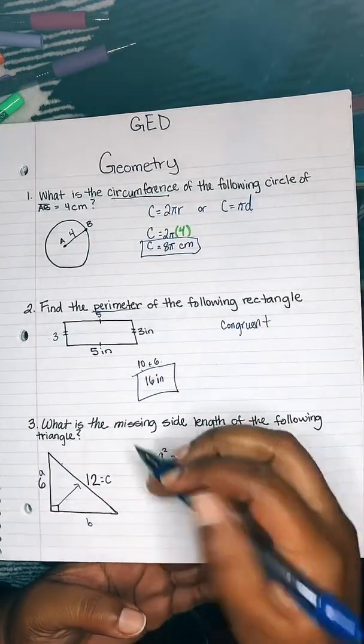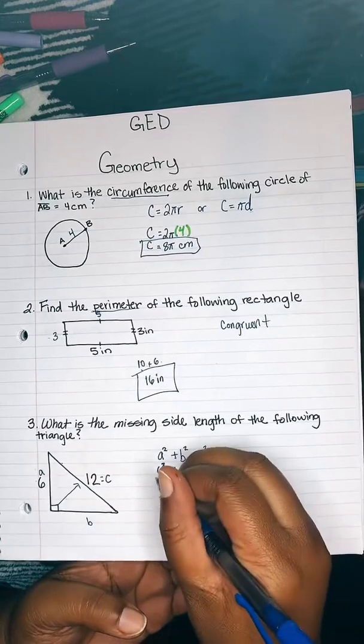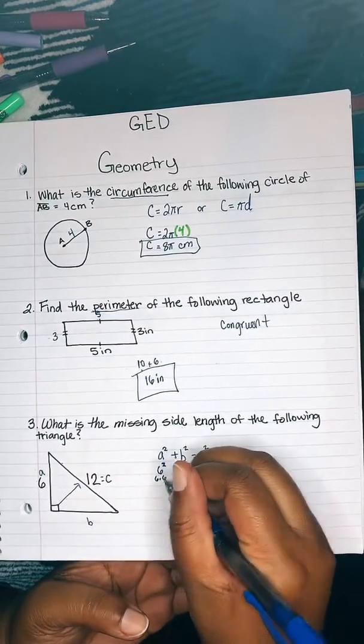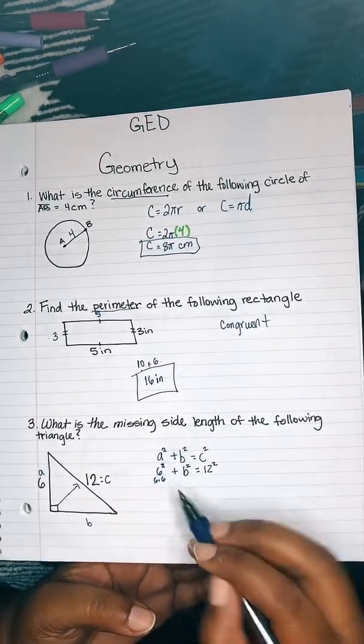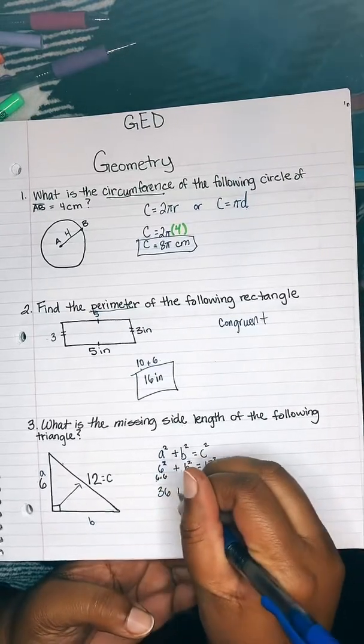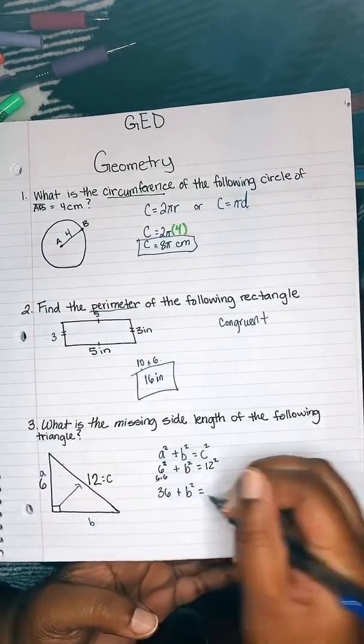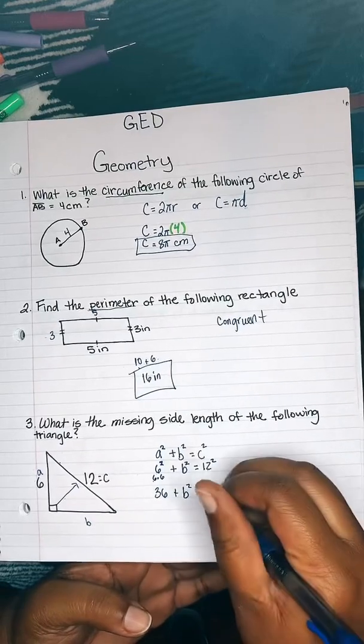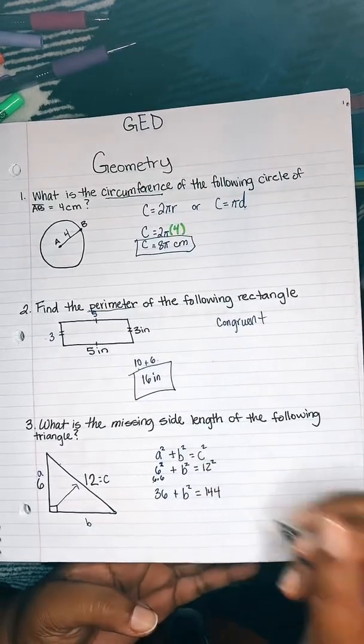No, no, no, no, no. This 2 tells you how many times to multiply the 6, okay? So 6 times 6 is 36, perfect, plus B squared equals, remember this is 12 times 12, which is 144.